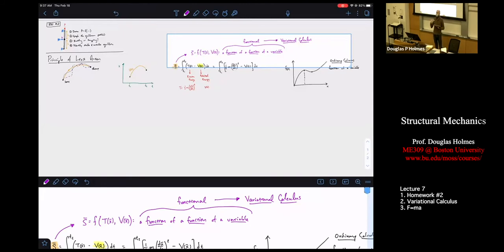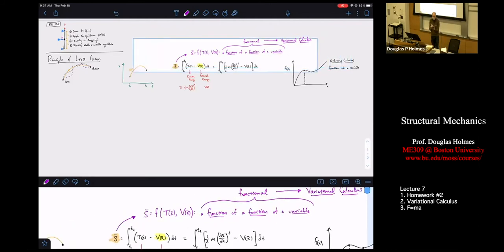It says, take your function that you're trying to solve for, add a little function to it that's slightly different, and then check to see if the configuration you found is actually the one with the lowest action. So visually, it looks like this.